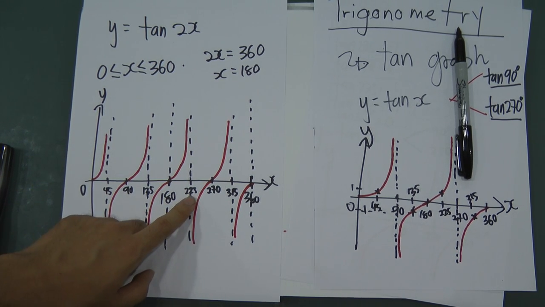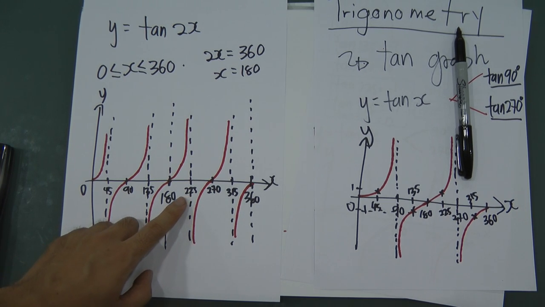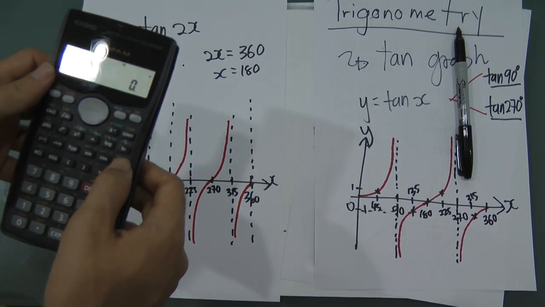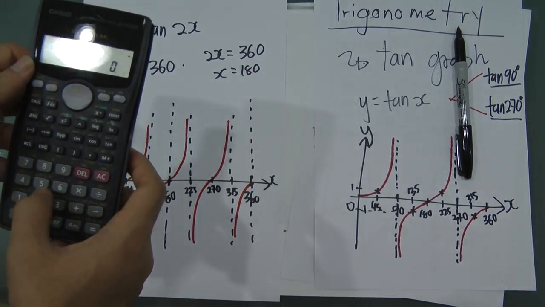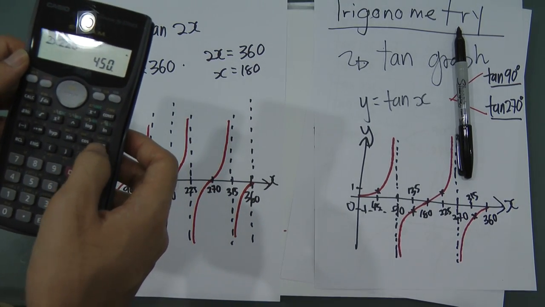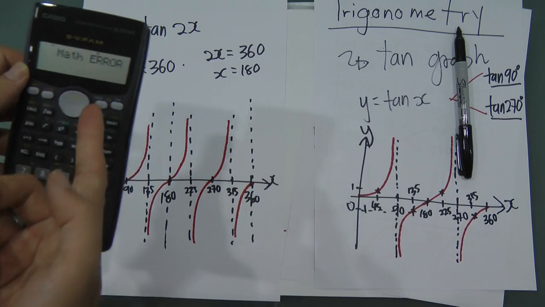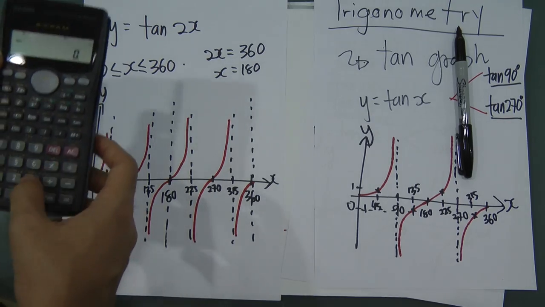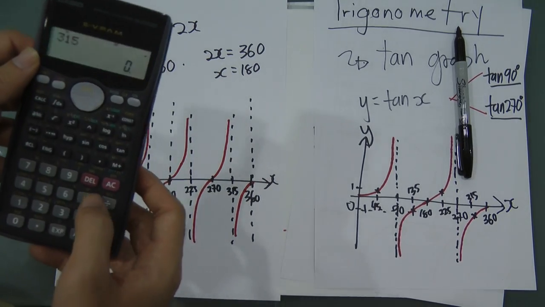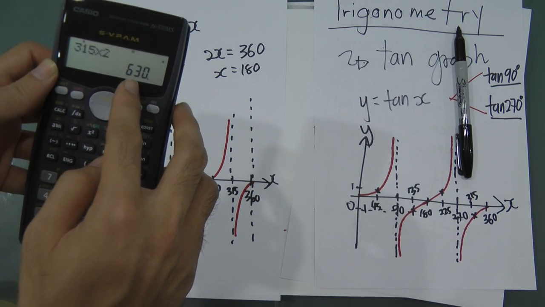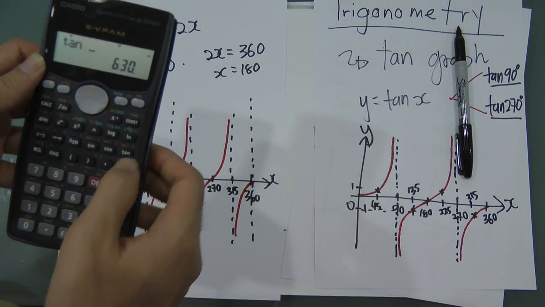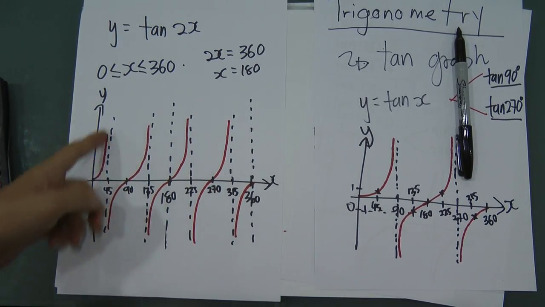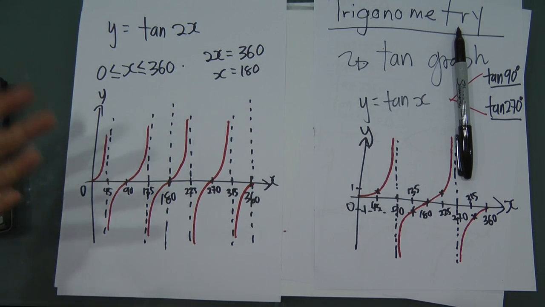Okay, same thing for 225. I'm going to press tangent. 2 multiplied by 225 first, so tangent 450, you got max error also. That means it never touches this line. Same thing for 315. I multiply 315 by 2 because it's tangent 2x, I got 630. So I press tangent 630, you got max error also. So all these lines, the tangent graph cannot touch.